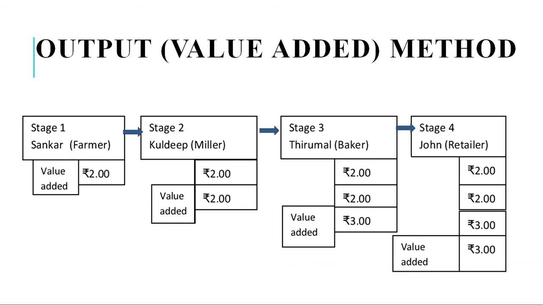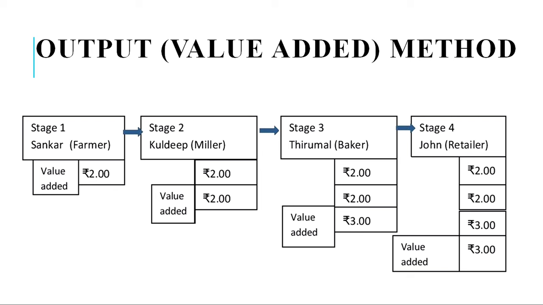Wherever value is added, for example, Thirumal here is adding 3 rupees, it includes transport expenses also. Similarly, John is also adding value because he is packing it, he is paying rent for the shop, and he is paying wages for the laborer, so he is also adding value. When all the values are added, it comes to 10 rupees.